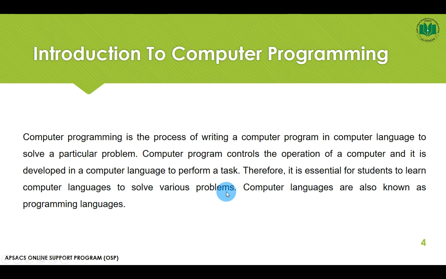For example, if you want to do something in the real world, you need to learn a language. You must have a language to communicate with each other. In the same way, when you want to communicate with the computer system, you have to learn the computer language, the language which the computer understands. Computer languages are also known as programming languages because programs are written in these languages.